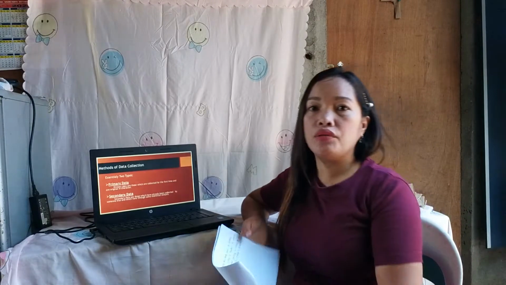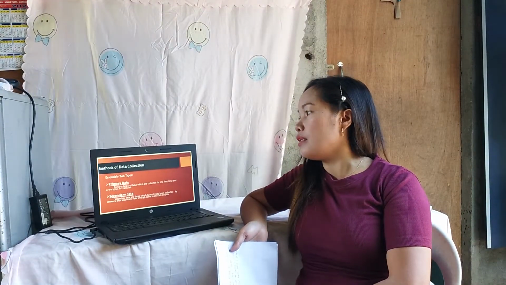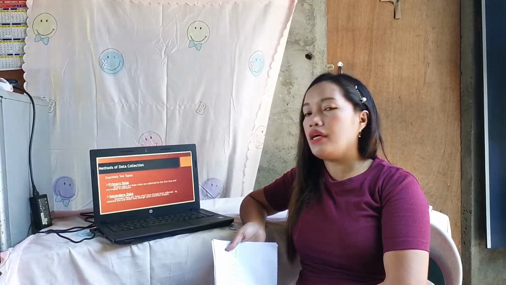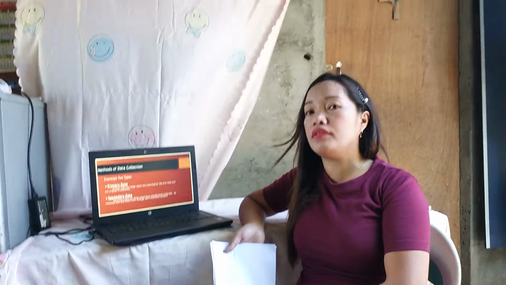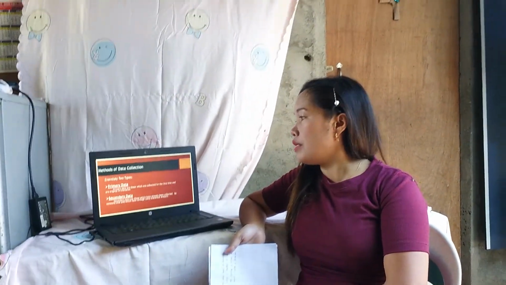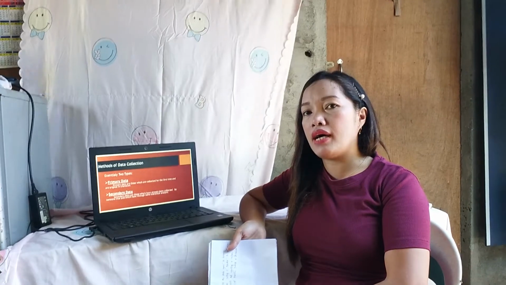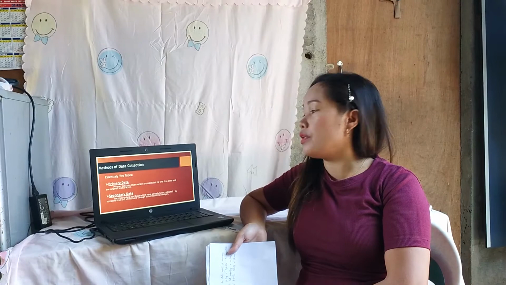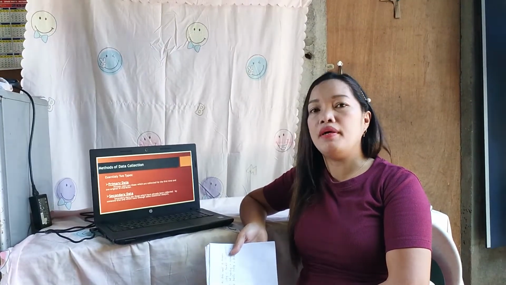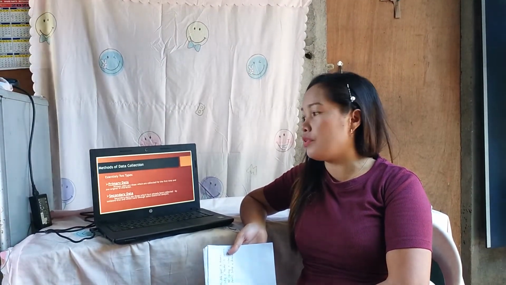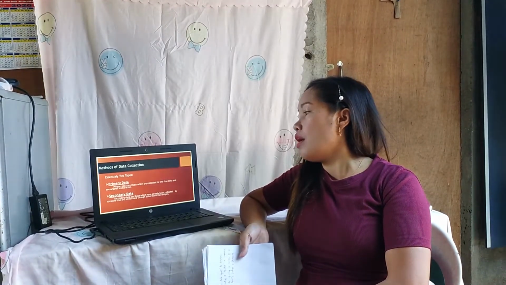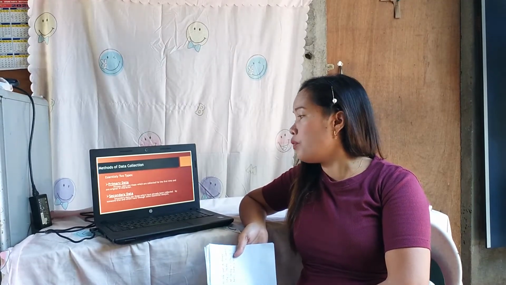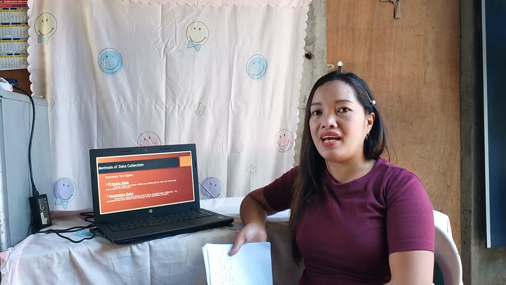So we will discuss also the two types of data. So there are two types of data. First is the primary data, and the second one is the secondary data. What's the difference between primary data and secondary data? Primary data are those which are collected for the first time and are original in character, while secondary data are those which have already been collected by someone else and which have gone through some statistical analysis.